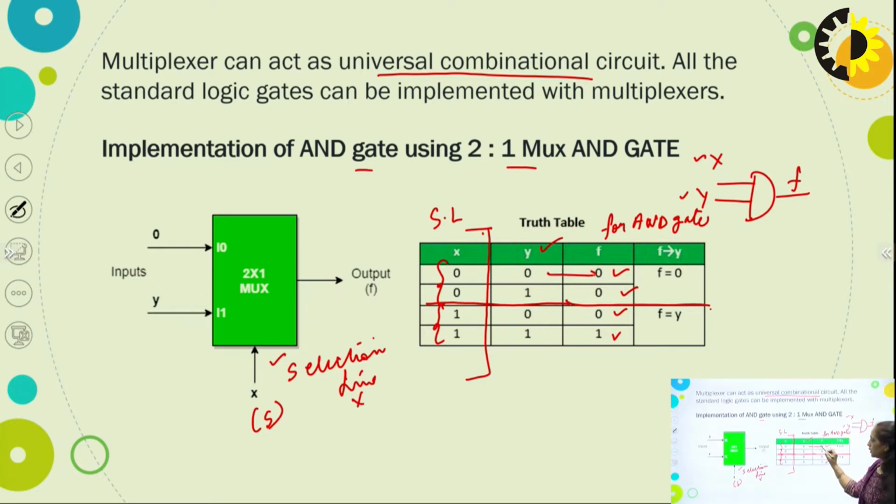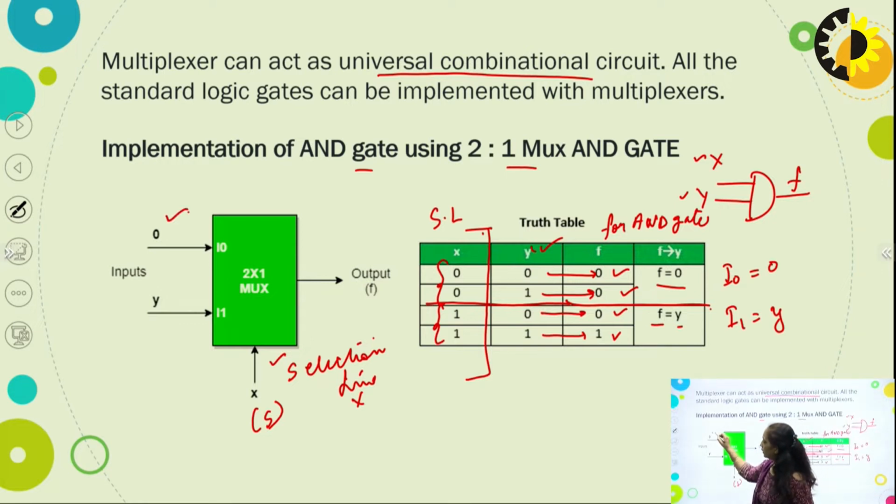For 0 it is 0, for 1 it is 0. So the function will be 0, okay. Next, for 0 it is 0, for 1 it is 1. So the function is equal to the variable y. So the first value, I0, will be logic 0, and I1 will be y. Okay. So in the place of I0 we have applied logic 0.